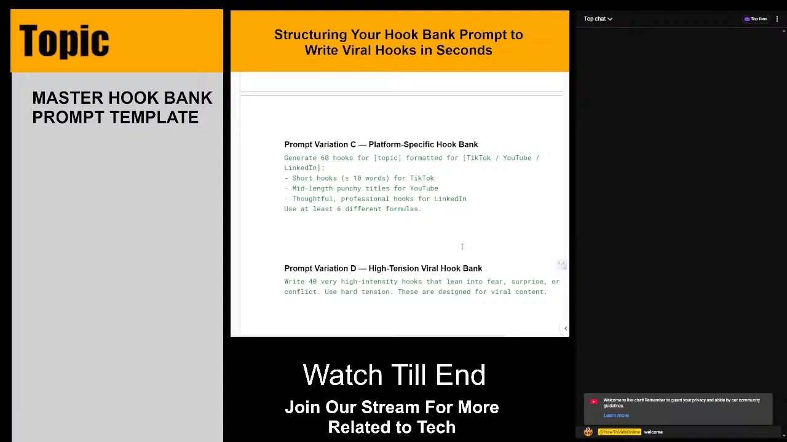The fourth mistake that is done by most of the people is not matching the platform. A hook that works on LinkedIn may fail on TikTok. So to fix it, you always include platform as a part of your hook bank prompt.